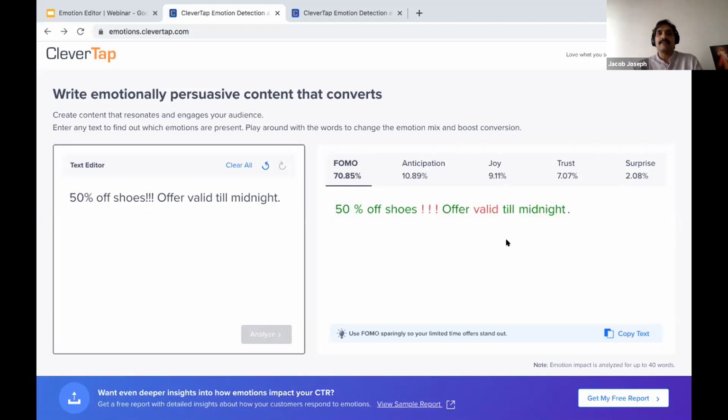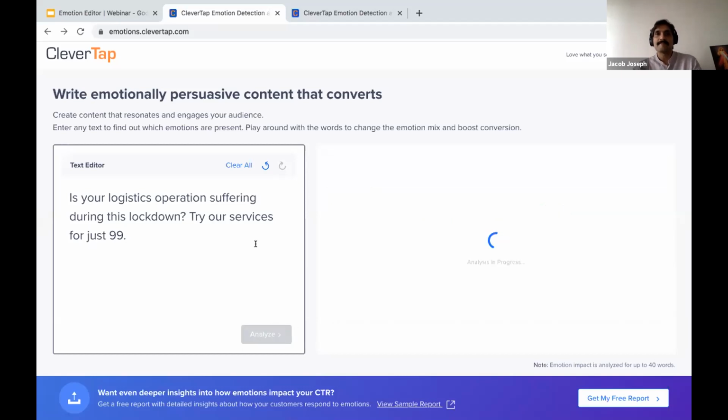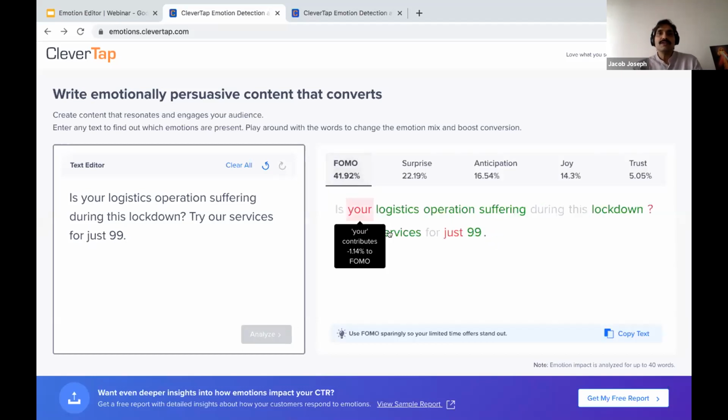Let's take another example where you probably want to reduce FOMO. This is another text saying, is your logistics operation suffering during this lockdown, and asking for trials and services. Here the FOMO is around 42%, followed by surprise. And let me change the structure of the sentence. Here suffering and all kind of positively contribute towards the FOMO.